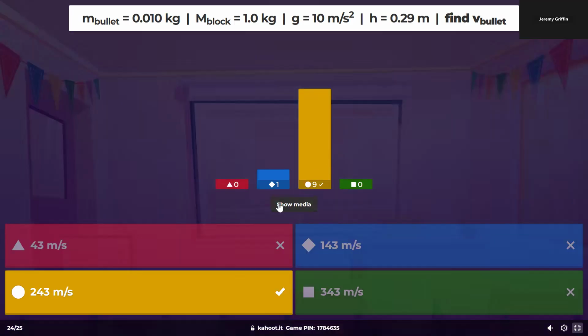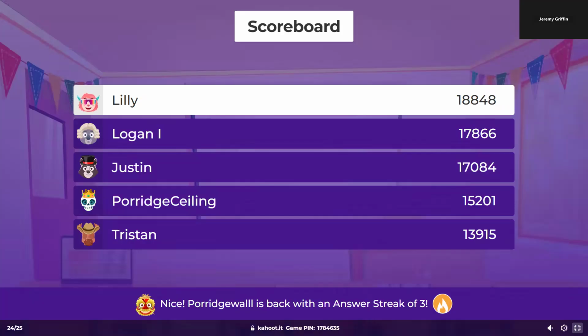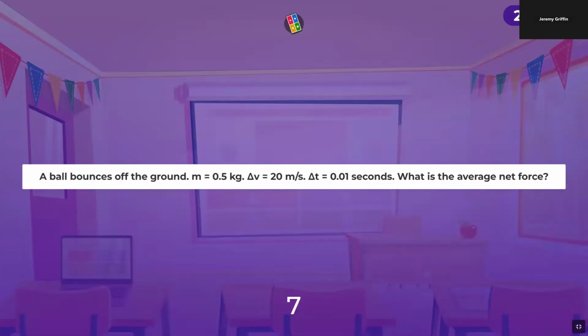Okay, yeah, guys, if you just plug those numbers in, that's what you should get exactly. All right, for the win. You guys ready for the win? Who will win? Will it be Tristan, Ford Silly, Justin, Logan, or Lily?